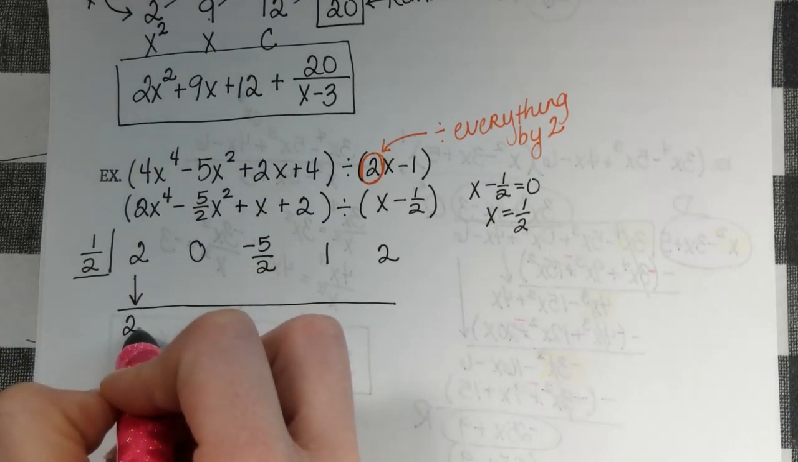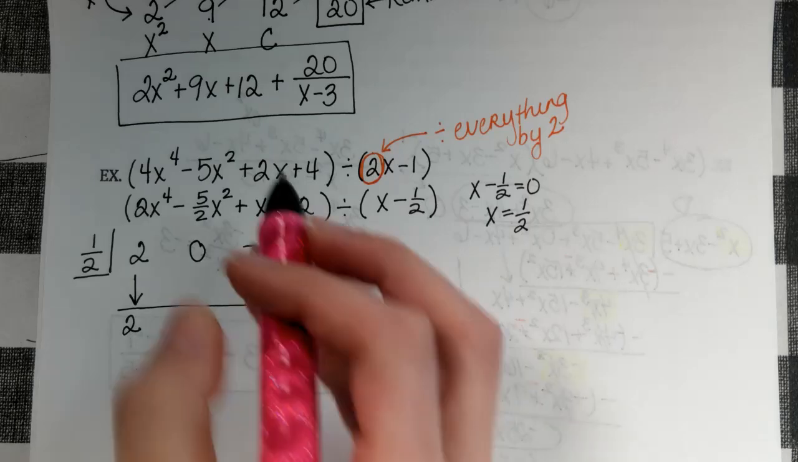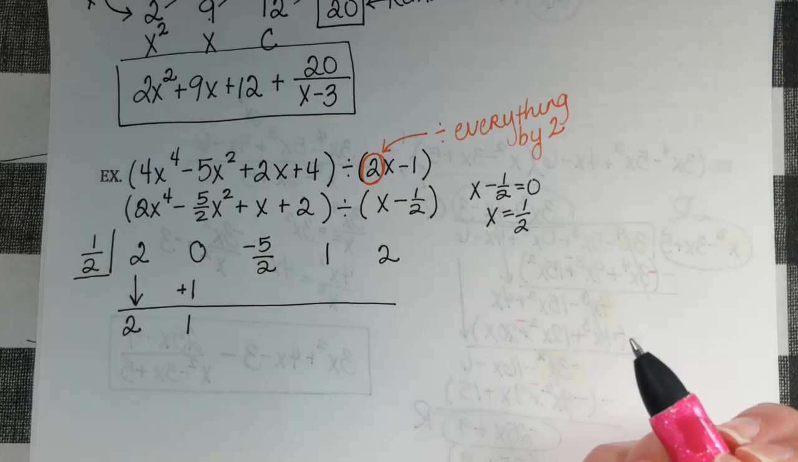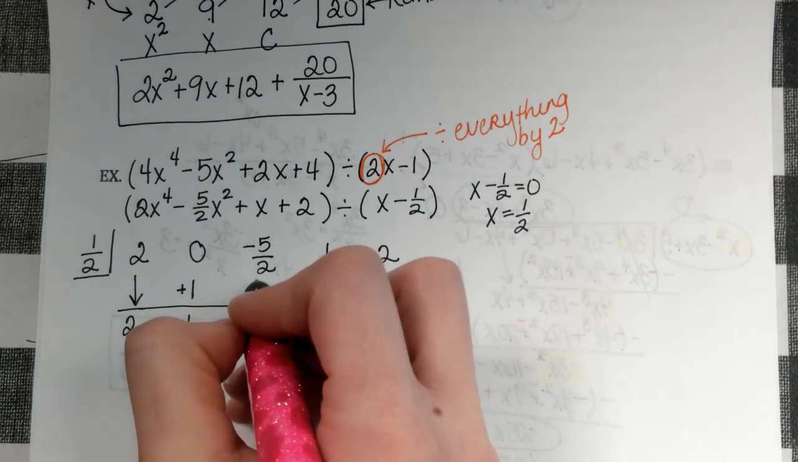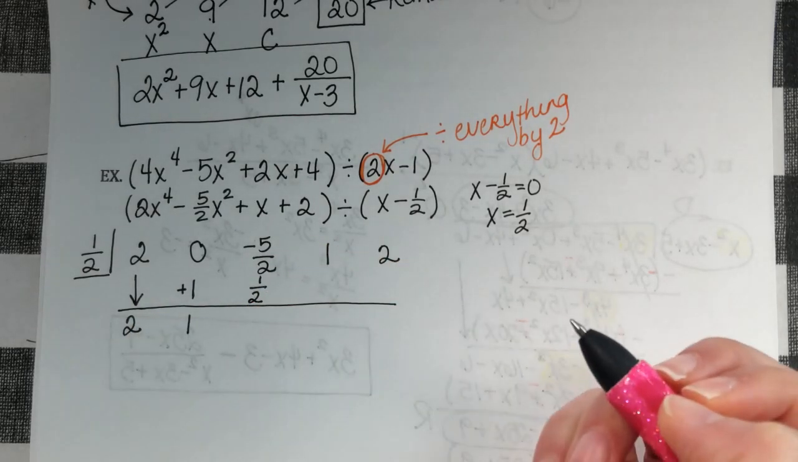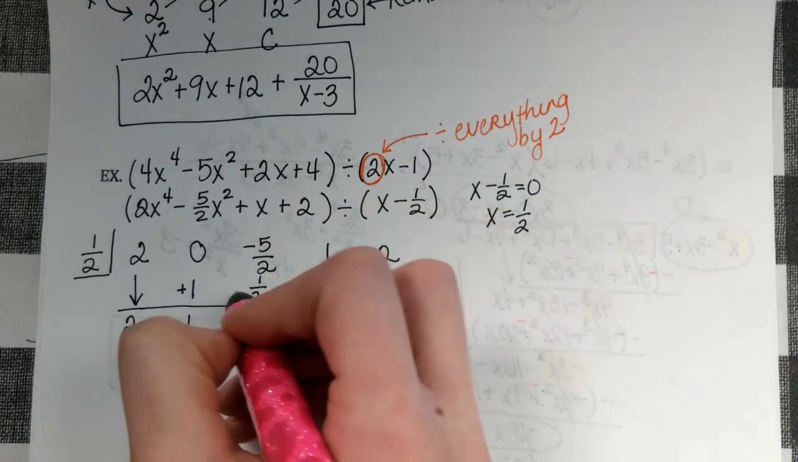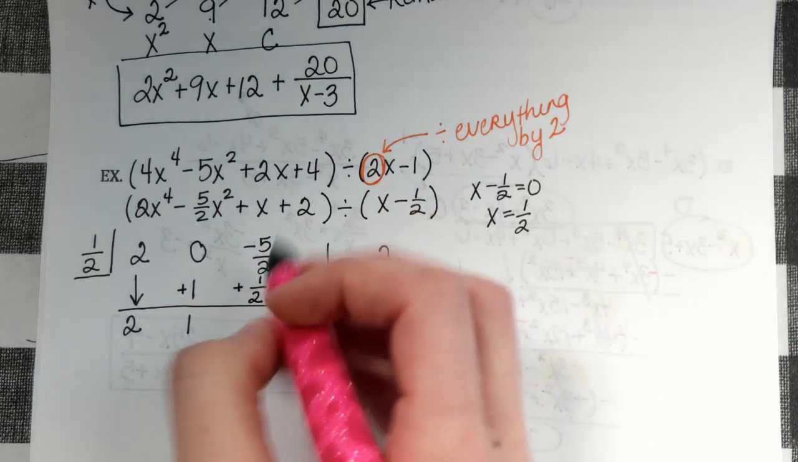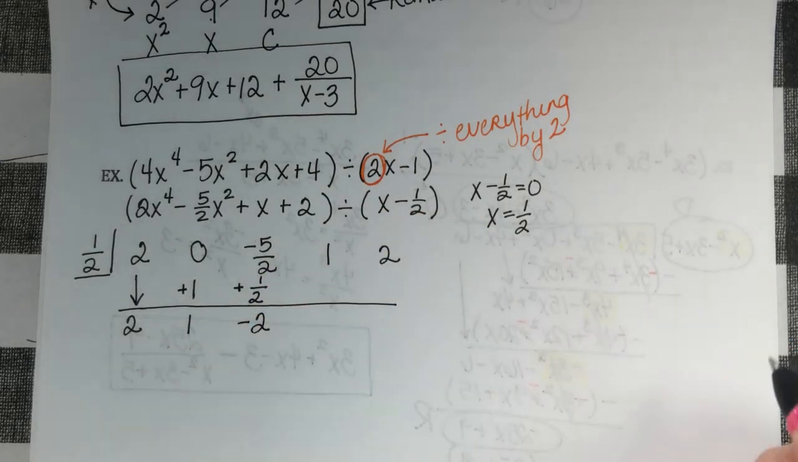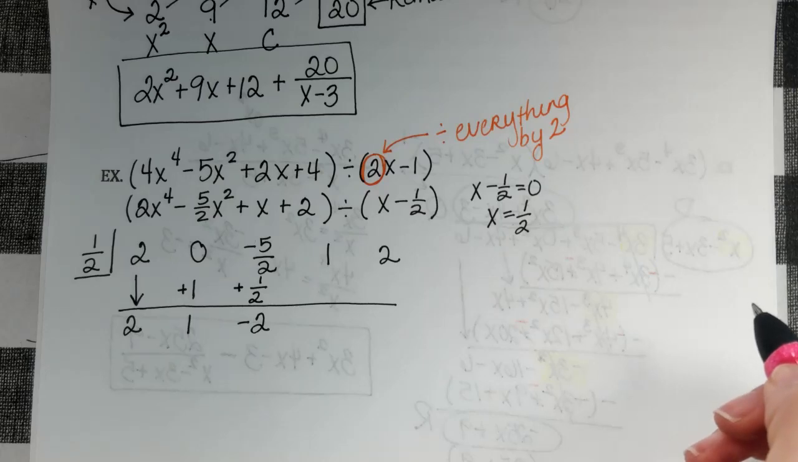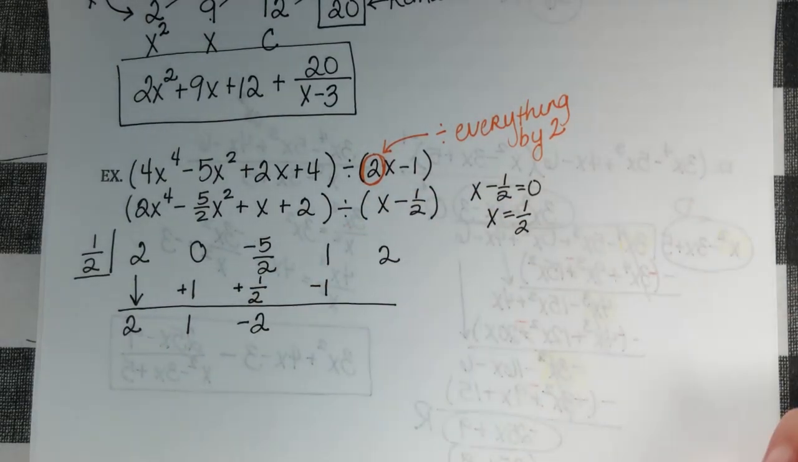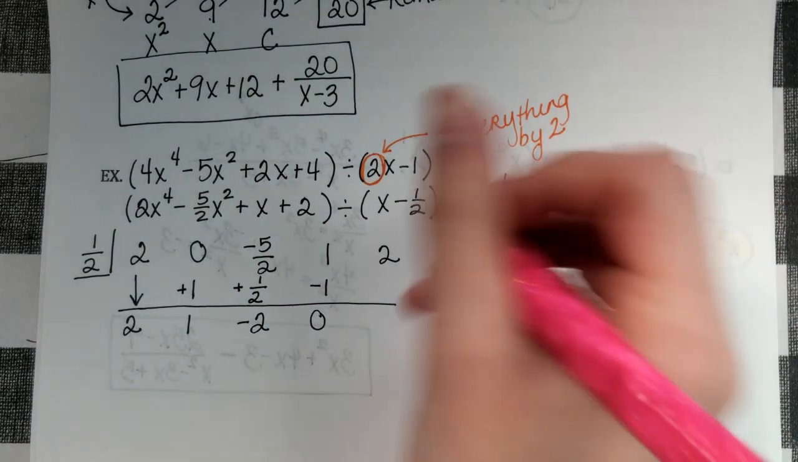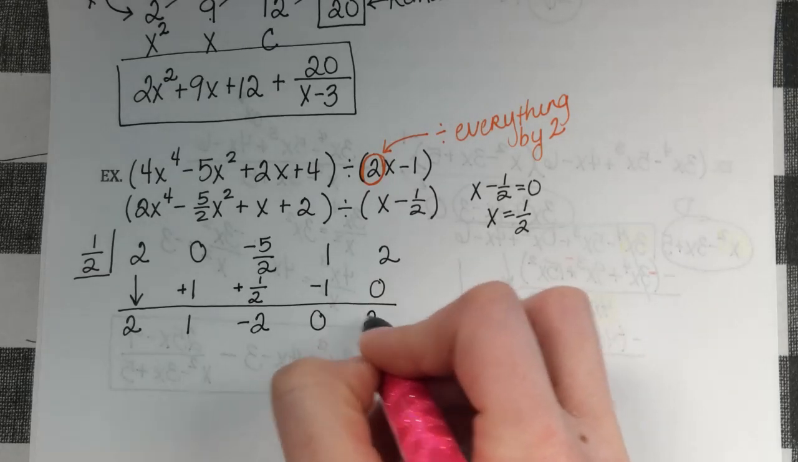So I bring down my 2. 1 half of 2 is 1. 0 plus 1 is 1. Half of 1 is 1 half. Negative 5 halves plus 1 half is going to give me a negative what? Negative 4 halves, which is a negative 2. Then half of negative 2 is negative 1. 1 minus 1 is 0. Half of 0 is 0. And so that leaves me with 2 as my remainder.